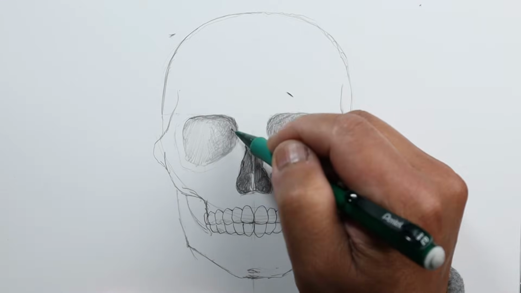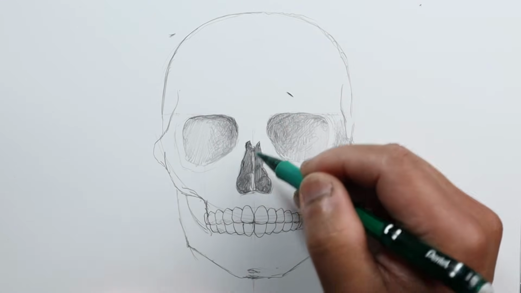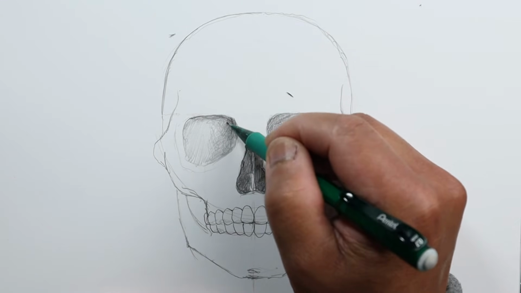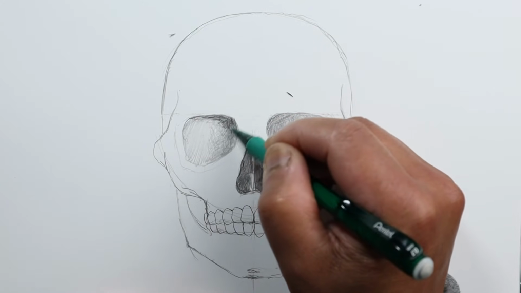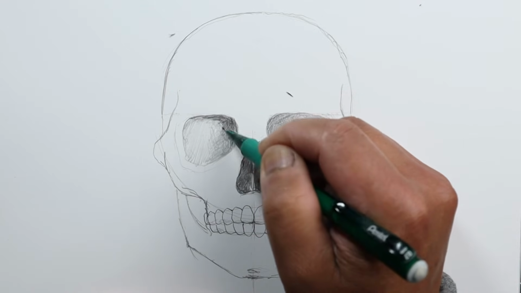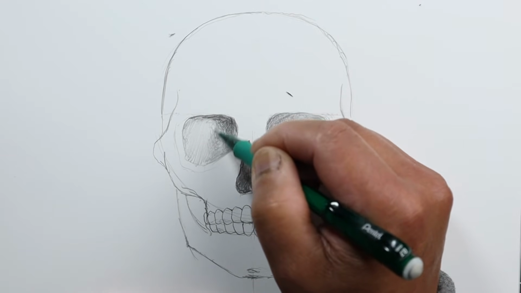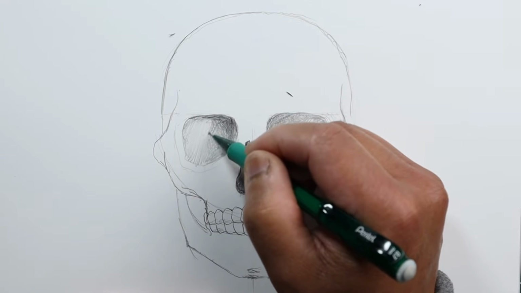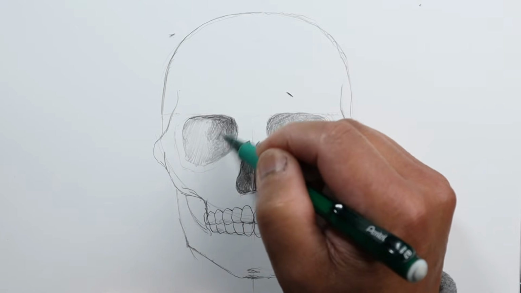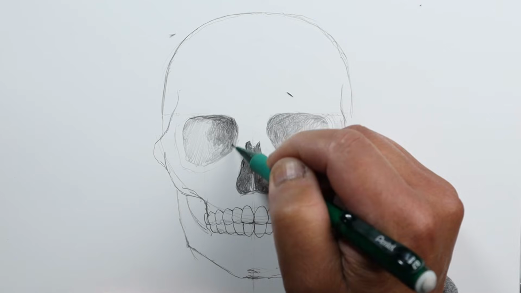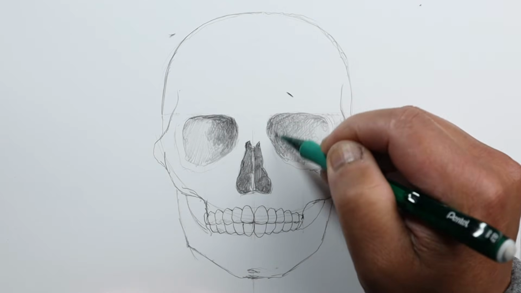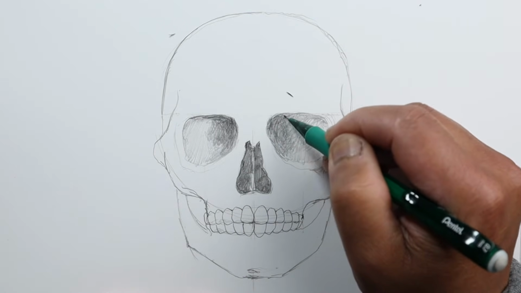Okay, so now that I've made this a little bit darker, I can see that this part needs to be just a little bit darker as well. So I'm just gonna go back here again. You can always just go back as you progress through your drawing. Make certain areas darker, and it'll just help to make the drawing pop out a little bit better. Give it more contrast.